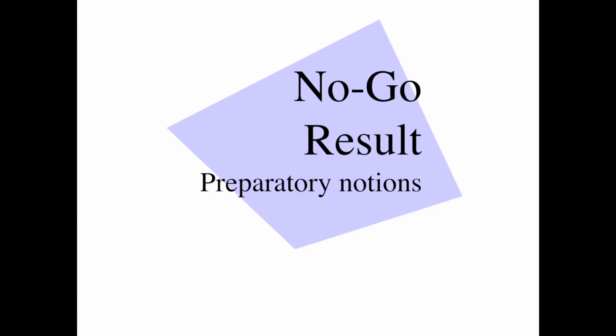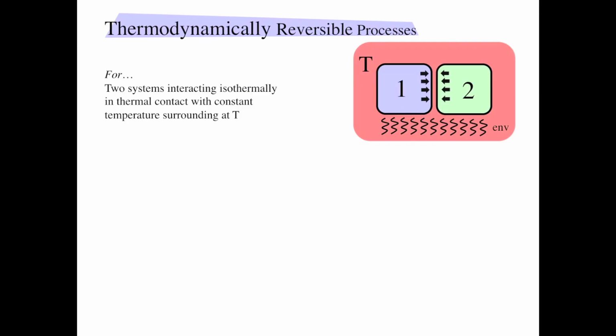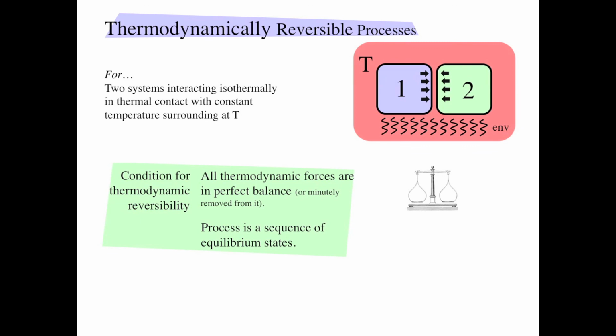Now let's turn to the no-go result itself. We'll need some preparatory notions in order to set it up. We'll consider the thermodynamically reversible process that happens in the interaction of two thermal systems that are embedded in a larger thermal environment at temperature T. The two systems can exchange heat and work with one another, but they can only exchange heat with the surrounding environment. The condition of thermodynamic reversibility is that all thermodynamic forces are in perfect balance or minutely removed from them. That means that a thermodynamically reversible process consists of a sequence of equilibrium states.